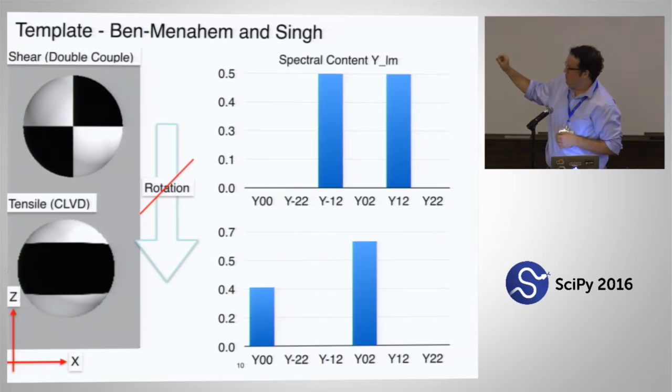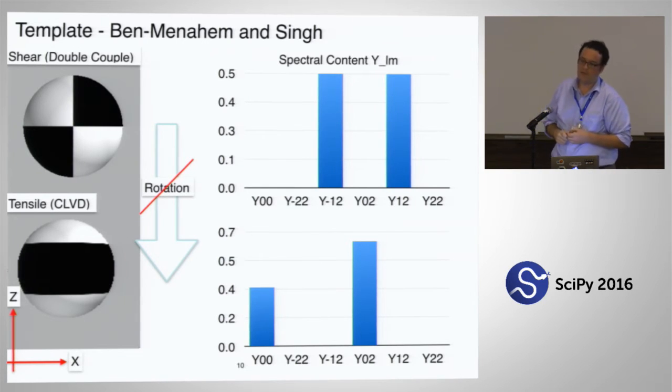The tensile source also has an additional component, which we call a monopole component, and I'll talk about it in a bit, that is not present in the shear solution. And what that means is that we also have an opportunity to differentiate an admixture of these two sources, just given the polarity data.